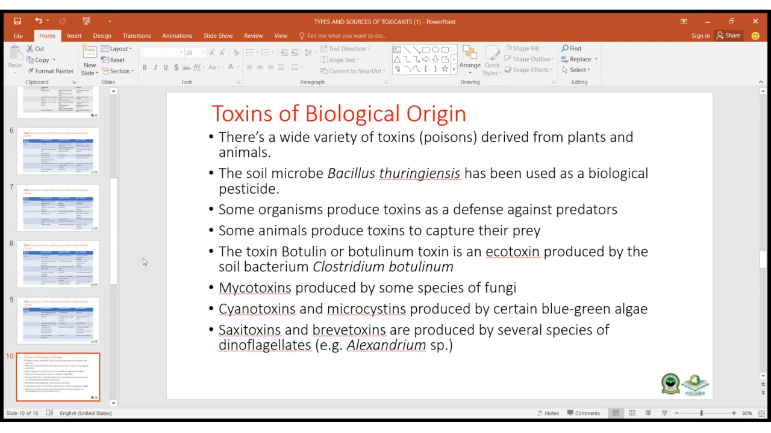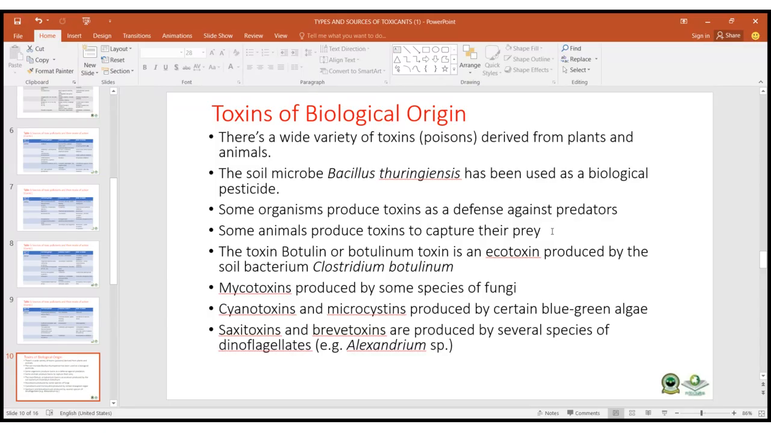Then we also have some of the toxins that these organisms produce to defend themselves against predators. I mentioned that earlier. Both plants and animals generate these toxins to defend themselves against predators. There are also some animals that produce toxins to capture their prey. That means they release these toxins, and when their target prey comes in contact with these poisons, they are caught in it, and then they can now prey on them.